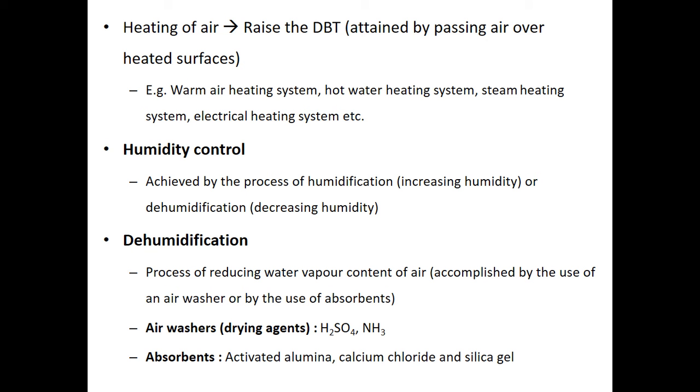And the second method is by the use of absorbent. There are materials having the capacity to absorb the moisture, so they are generally used as absorbents. For example, activated alumina, calcium chloride, and silica gel are used as materials to absorb the moisture. So two techniques: one is an air washer or drying agent, and the other is an absorbent.